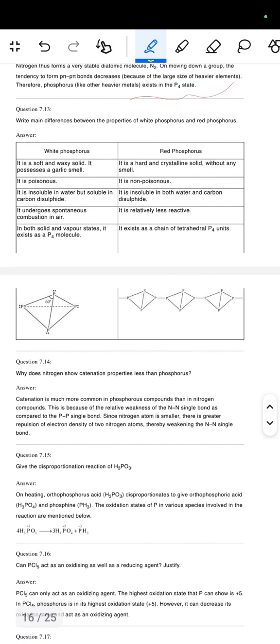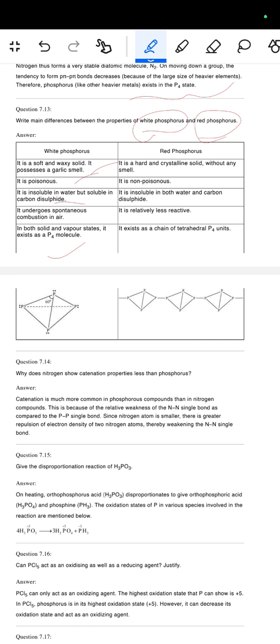Then comes: write the main differences between the properties of white phosphorus and red phosphorus. White phosphorus is soft and waxy solid. It is poisonous with a garlic smell. It is insoluble in water but soluble in carbon disulphide. It undergoes spontaneous combustion in air. In both solid and vapour state it exists as a P4 molecule. Whereas red phosphorus is hard, a crystalline solid without any smell. It is non-poisonous.